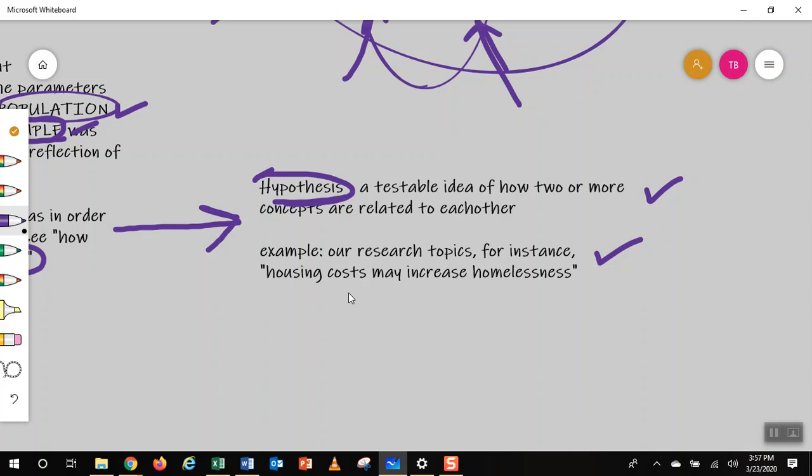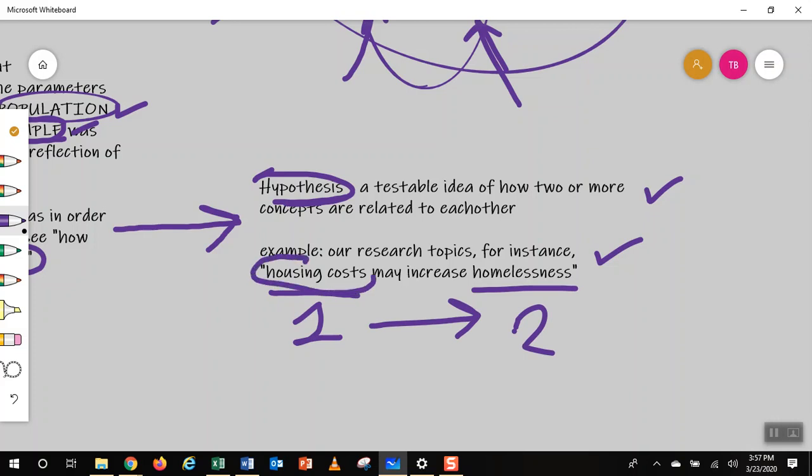The example that I give here is housing costs is one type of thing, and homelessness is another thing. And basically just saying how this one is related to that one. So our argument in this might be saying that housing costs, in California especially, are very high, so they might increase homelessness. So this is our hypothesis.